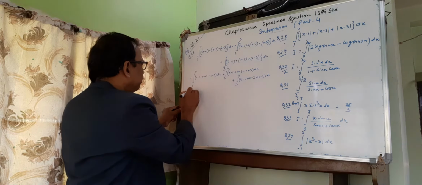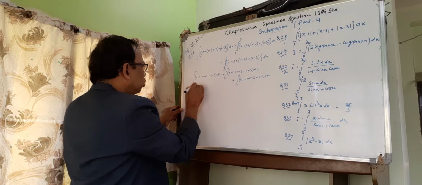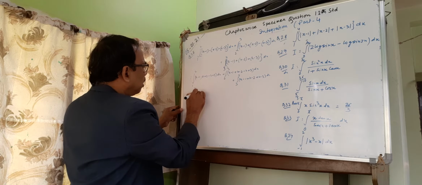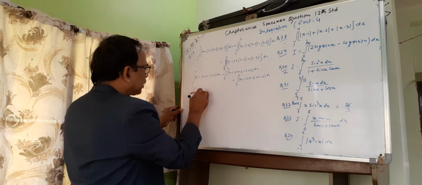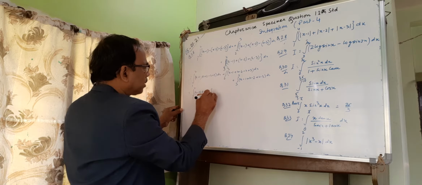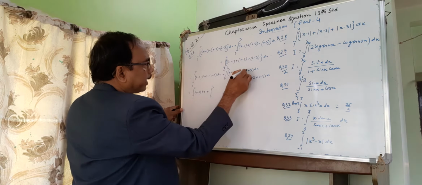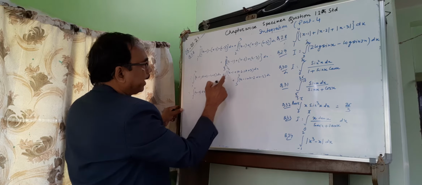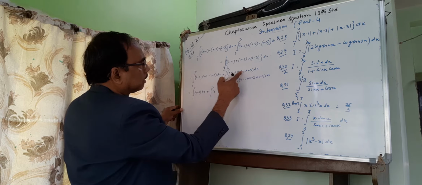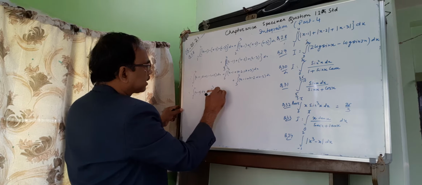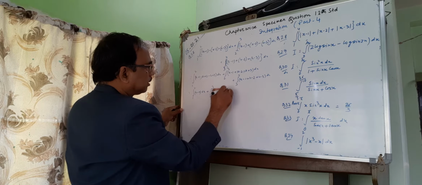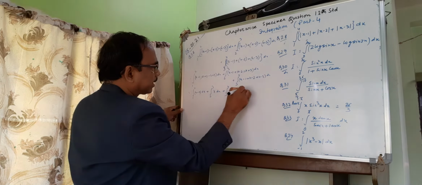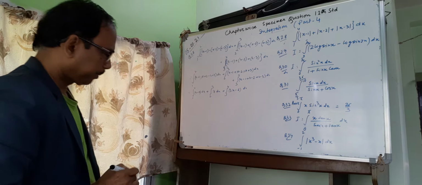And doing addition, subtraction, that is 1 to 2, x cancelled. 5 minus 1 is 4 minus x dx, plus 2 to 3, x cancelled, that is only x dx, plus 3 to 4, 3x minus 6 dx. Now do integration.